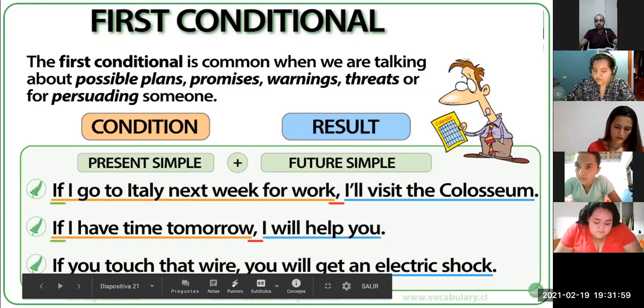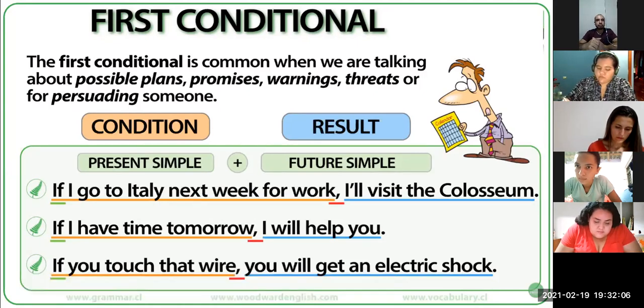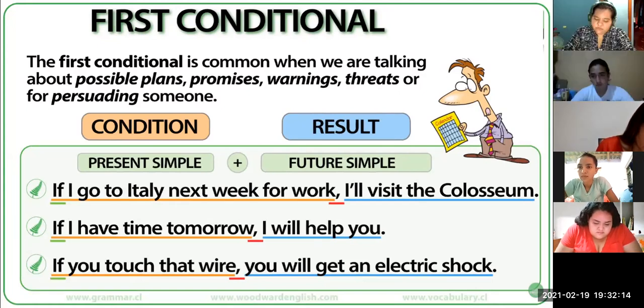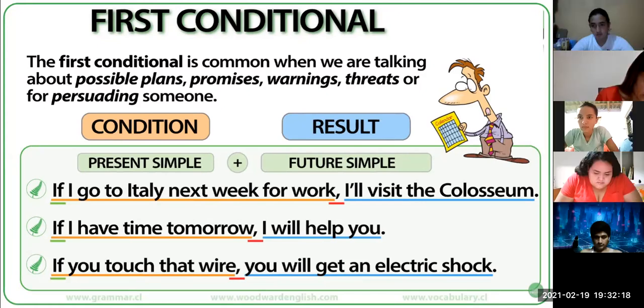If we travel together, I will buy your ticket. If we travel together, I will pay for your ticket. Yes, very good. Any other? Me, please. If I read my book, I will understand the topic. Good. Yes, Mabel.